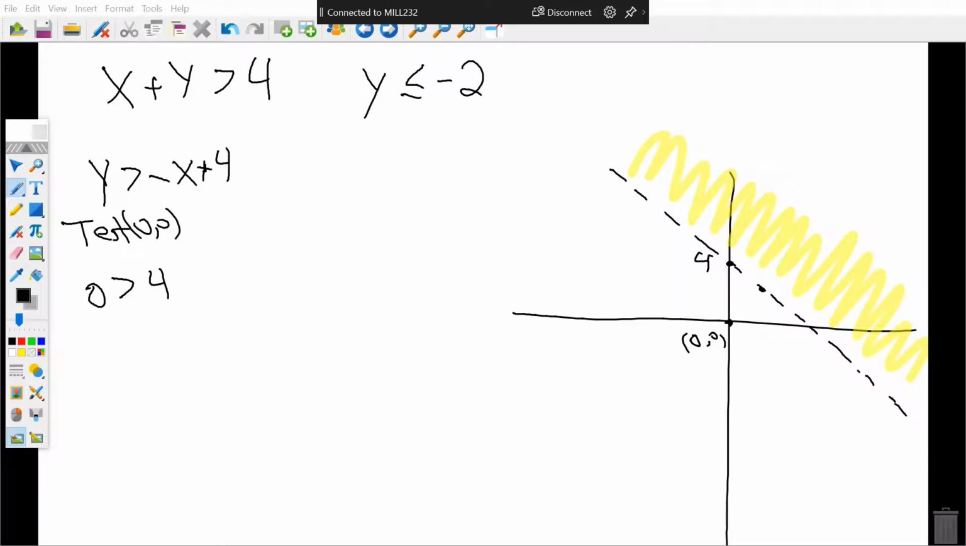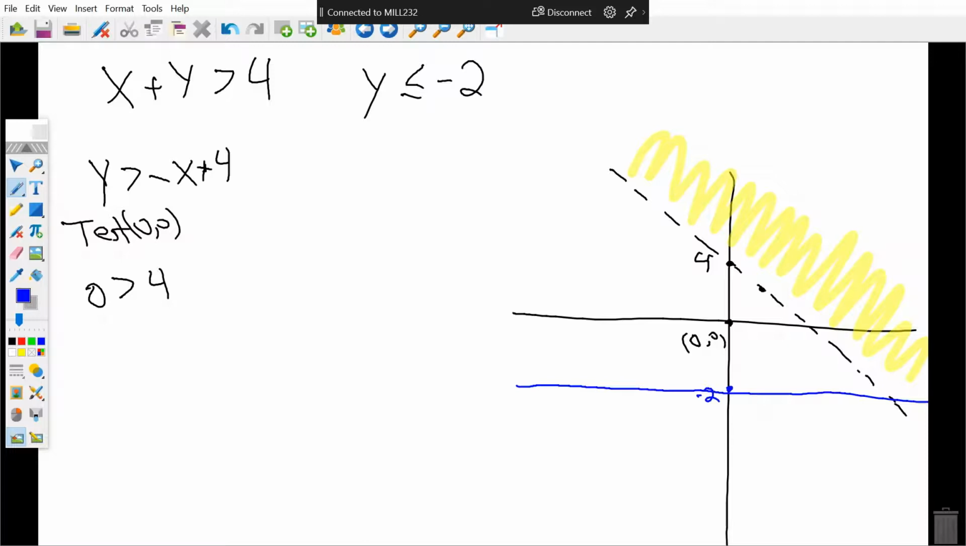Second equation, I'll use blue. The y is already by itself. This equation is just y is less than negative 2. Okay? When you have an equation where it's just the y by itself and there's no x, what that means is it's just going to make a horizontal line at negative 2, because no matter what x is, y is going to be negative 2. Okay?